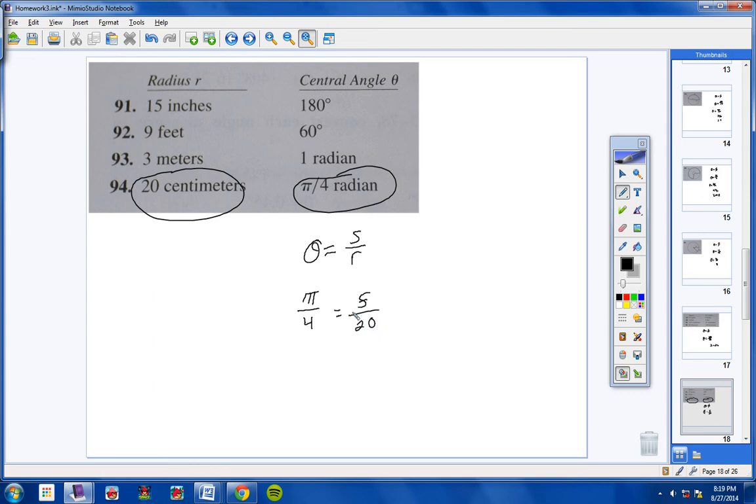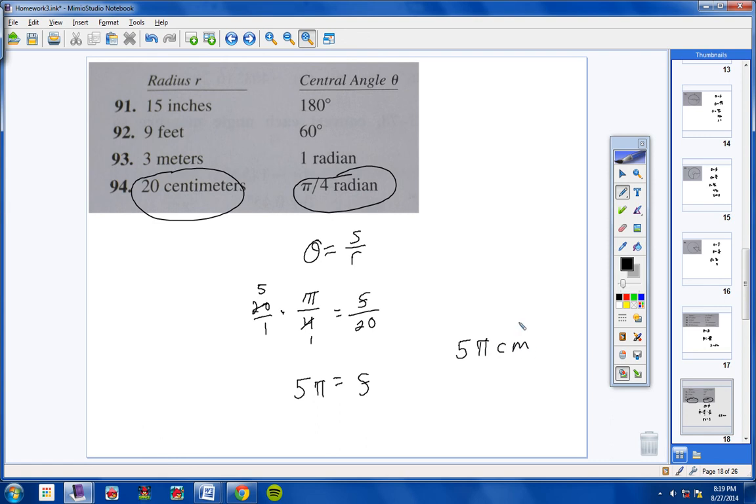Now, I'm going to multiply both sides by 20. If I multiply the right side by 20, I'm left with s. And if I multiply this side over here by 20 over 1, my 4 would cancel with my 20 five times, and 5 times pi is 5 pi, and so s equals 5 pi, or in other words, my intercepted arc is 5 pi centimeters.